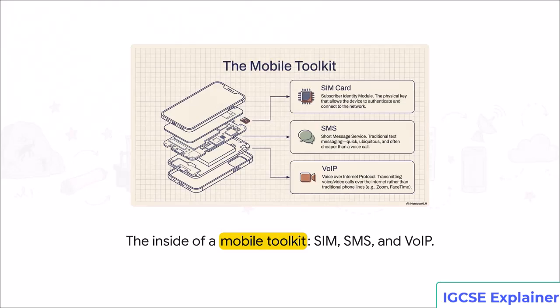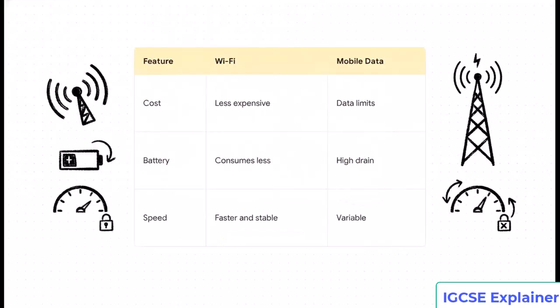Finally, there's VoIP, or Voice over Internet Protocol. This is huge. It transmits your voice and video calls over the internet instead of old-school phone lines. It's the exact tech powering the apps we use every day, like Zoom and FaceTime. Of course, to actually use VoIP or browse the web, your phone needs an internet connection. And generally, we have two main ways to do this: Wi-Fi or mobile data like 4G and 5G. But as you'll see, these are two very different beasts.